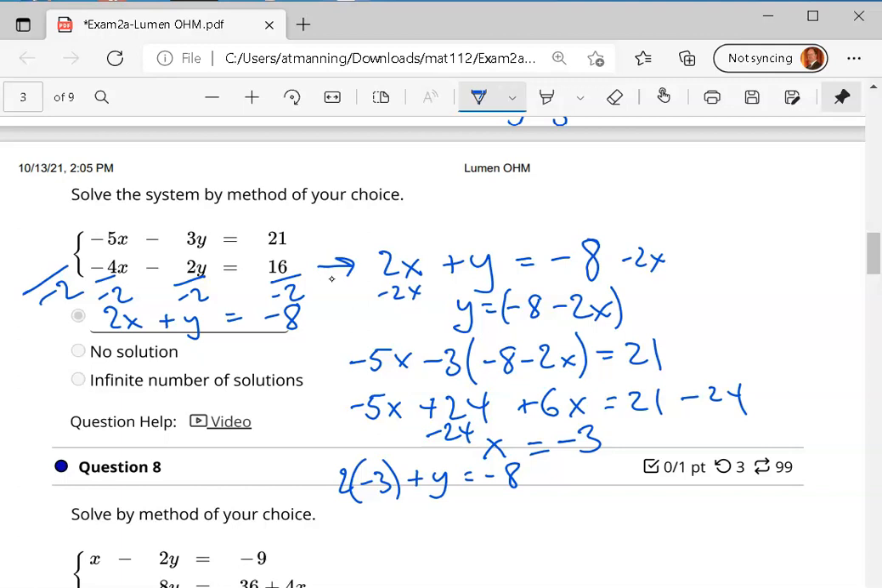Let's see. That becomes negative 6 plus y equals negative 8. Add 6 to both sides, I get y equals negative 2. So the solution here is x equals negative 3, y equals negative 2.